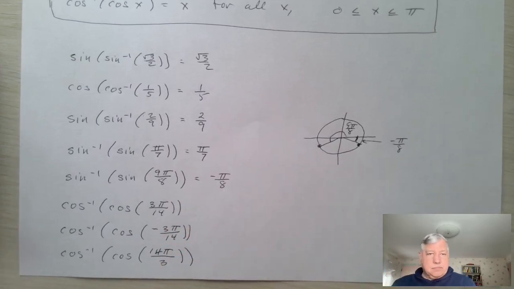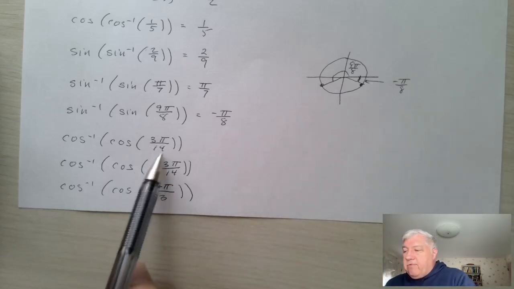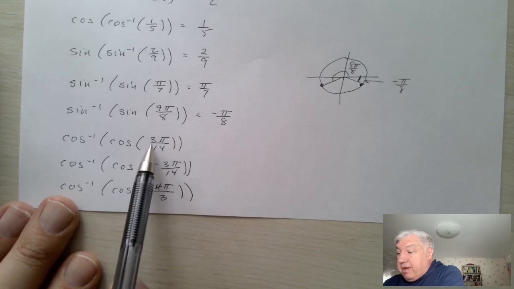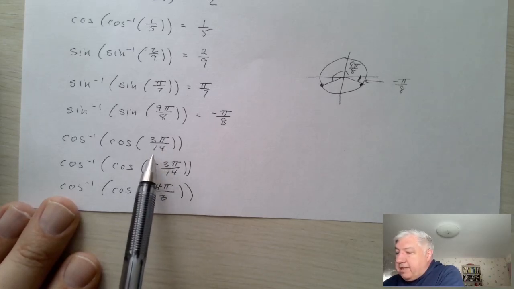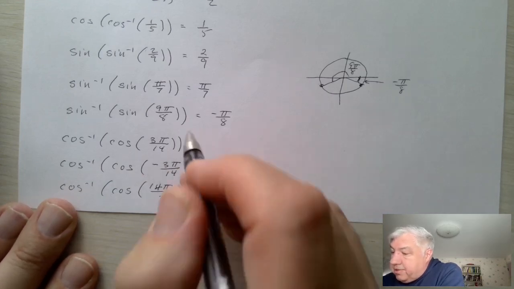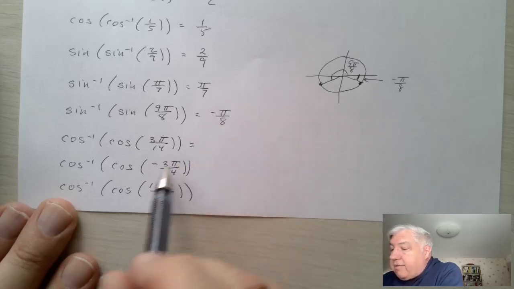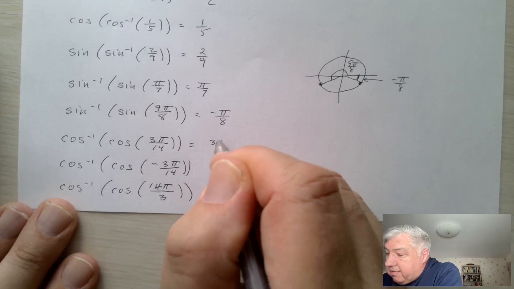Okay, so you want this to be in the correct range. The inverse cosine of the cosine of 3pi/14. I should say this number is between 0 and pi. So this is going to be just 3pi/14.